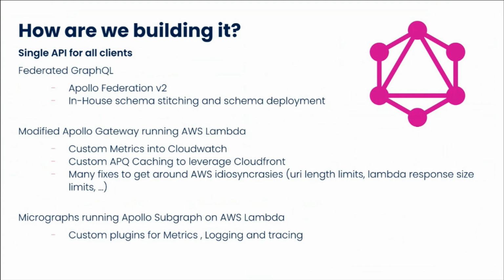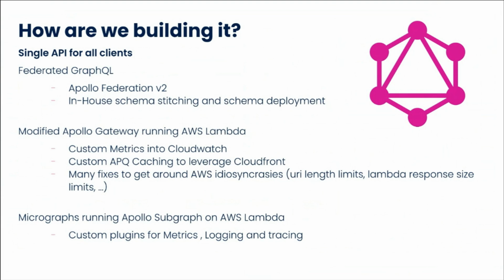These metrics cover everything from the usage of the different queries to how often your query gets cached, how often your query hits the query plan cache, all of those kinds of metrics. Another thing we've had to get around is many of the weird AWS quirks. There are URI length limits in CloudFront, for example, and when you have massive queries, which some of our clients decide to send to us, we've had to get around that.